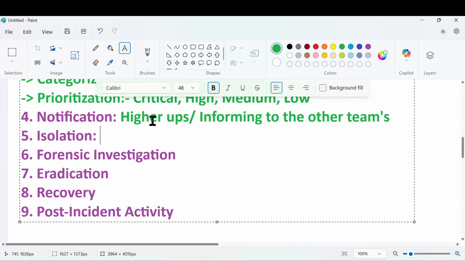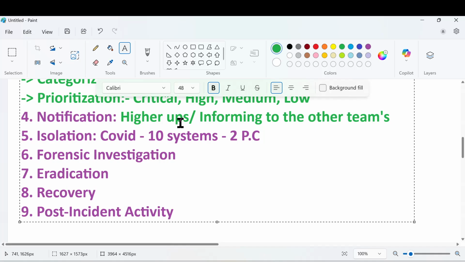Then after this, we have isolation. As the name suggests, we are going to contain that particular system. Like at the time of COVID, we were performing isolation to make sure that the particular virus wouldn't spread to other people. The same thing we have to perform over here. Let's say we have 10 systems in the organization. Now, out of those 10 systems, two PCs are infected with the malware.